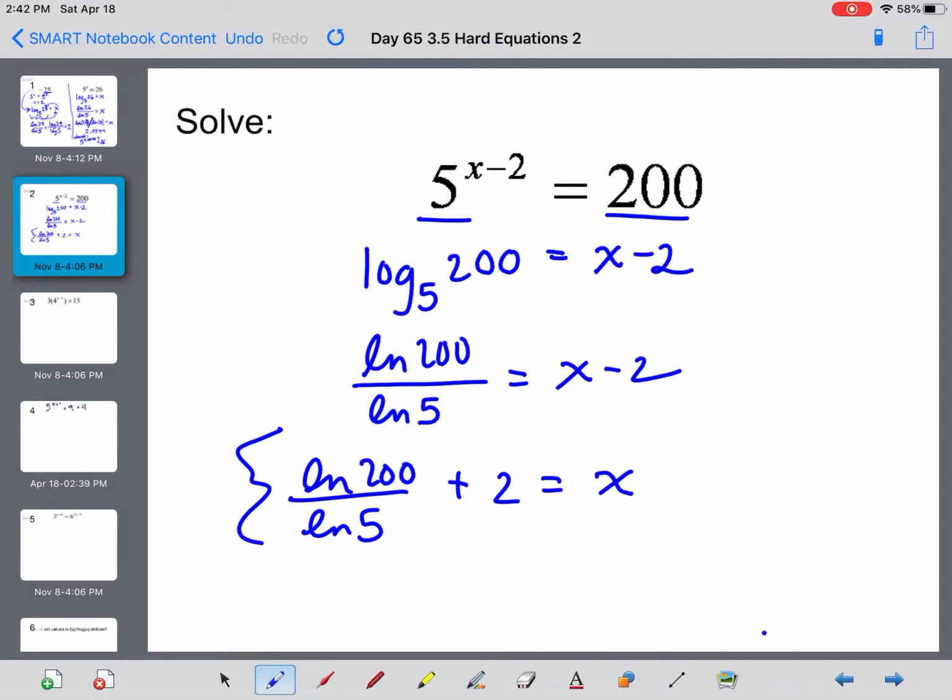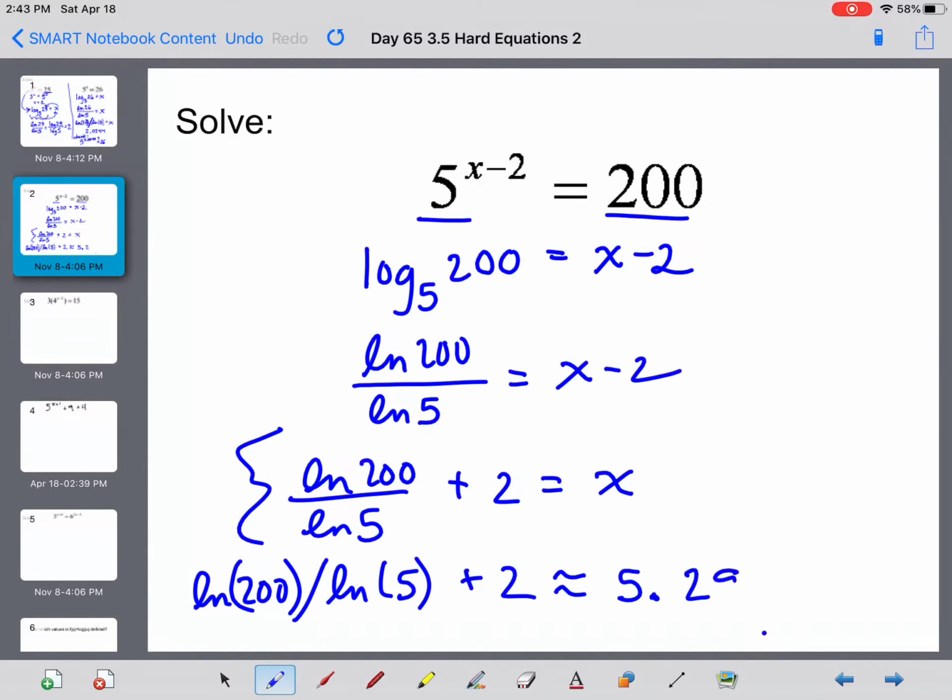And again, I would want to try typing this in my calculator. So I would do something like natural log of 200, close that parenthesis, divided by the natural log of 5, close that parenthesis, and then I can add 2 to it. If I do that, I get 5.292 or so.